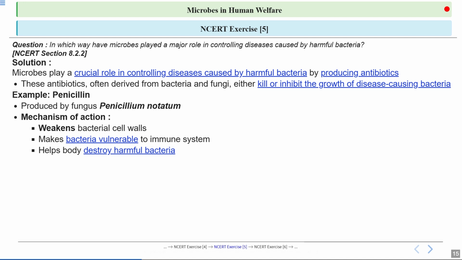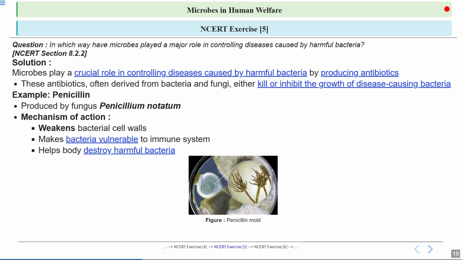Now when the cell wall is destroyed or weakened, the bacteria become more vulnerable to immune system attack. So we can say these antibiotics help the body destroy the harmful bacteria. Here you can see in this image penicillin mold, and it has been magnified also. You can see the penicillin colony here and how the mycelia look.